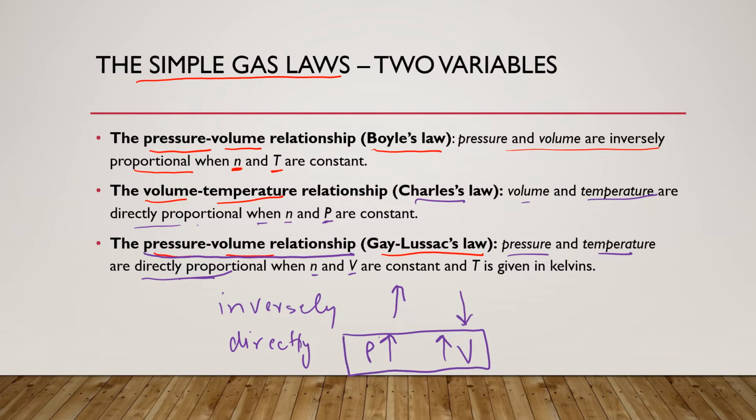Now let's take a look at Boyle's law. Boyle's law states that pressure and volume are inversely proportional. It means that if the pressure of a gas goes up, its volume will go down. That's the meaning of inversely proportional. Similarly, according to Charles' law, volume and temperature are directly proportional. It means if the temperature goes up, the volume will also go up. That's the meaning of inversely proportional and directly proportional relationships.